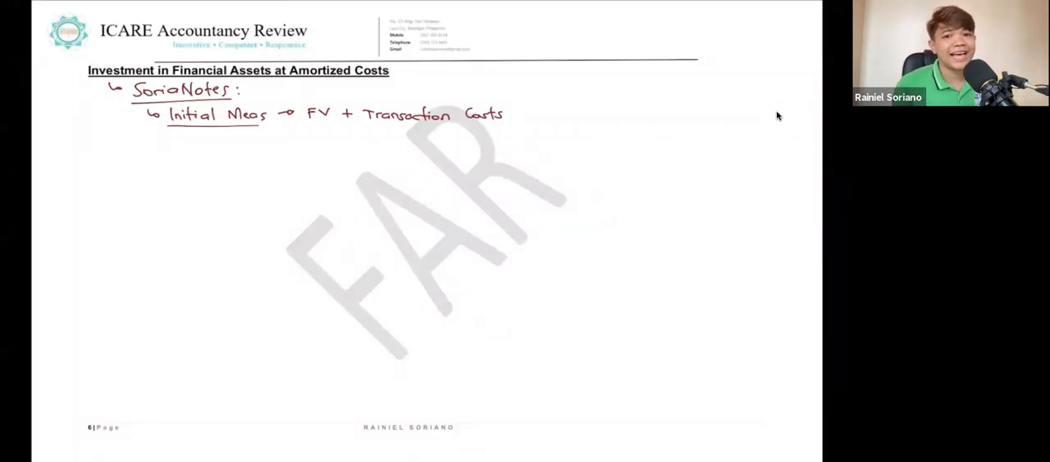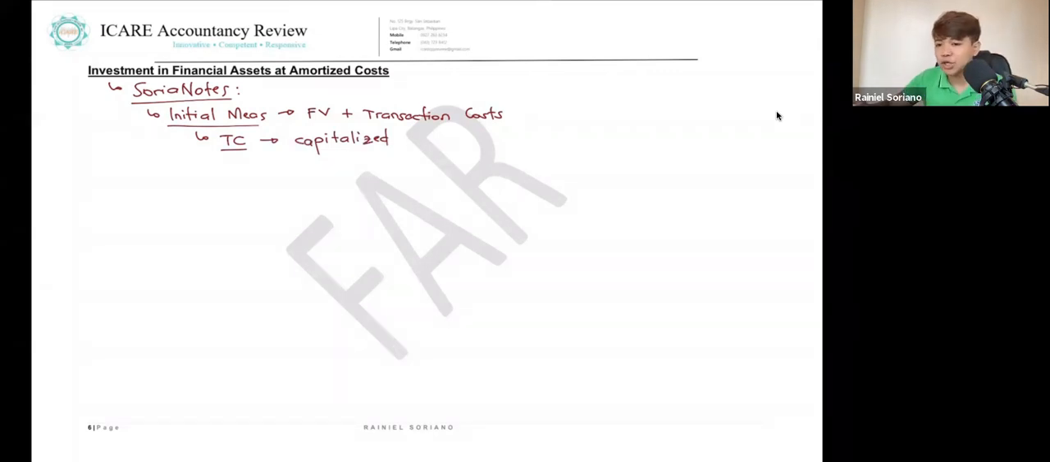Kapag FVPL tayo, once again, kapag FVPL po tayo, transaction cost is expense. Pero kapag FAAC tayo, financial asset at amortized cost, the transaction costs are actually capitalized. Alright? So, magkaiba ang treatment ng transaction cost.